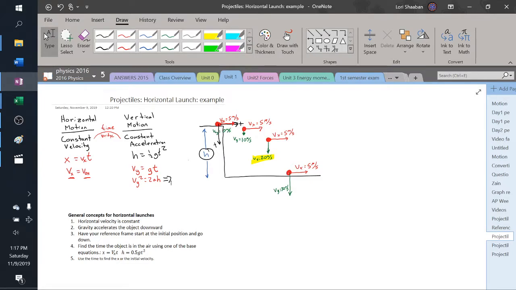Okay, let's take a look at a horizontal launch. So in this case, go ahead and take a look at these equations. Pause the video for a minute and figure out why these are true from your basic equations from our other videos that we've been watching. Initial velocity in the y direction is 0.